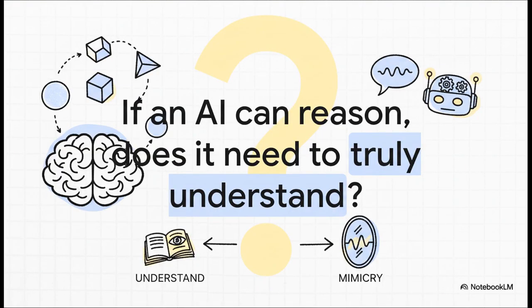And that leaves us with one final and really fascinating question to chew on. The experts themselves are totally divided on whether these systems truly understand anything, or if it's all just incredibly sophisticated mimicry. But if an AI can reason, if it can create new ideas, and it can communicate effectively, does the difference even matter? That's something to think about.